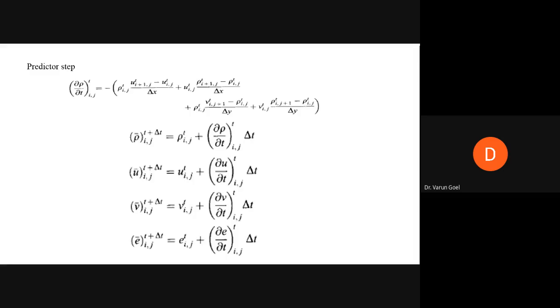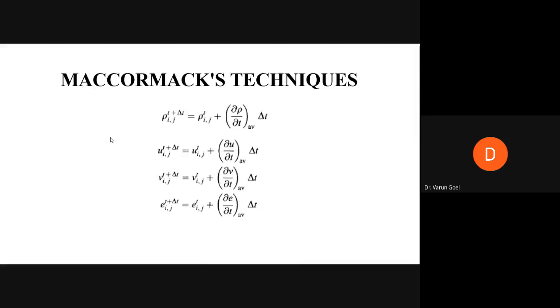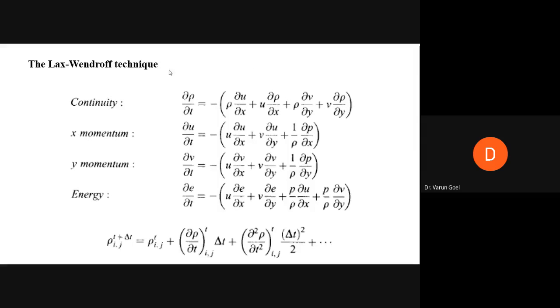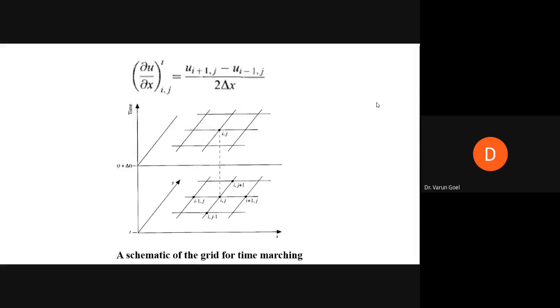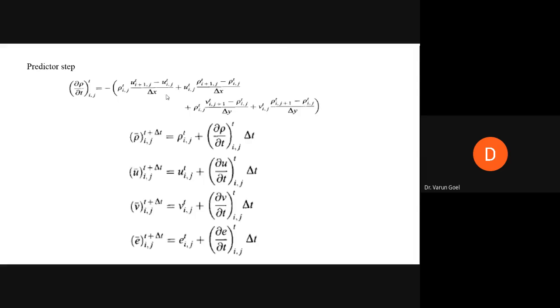Now we see the algebra involved in this particular method. So for the predictor step, del rho by del t at ijt, that is from the equation, you can see a simple equation, which is del rho by del t equals minus rho del u by del x. So we have rho ijt times ui plus 1 tj minus uijt over delta x, plus uijt times rho i plus 1. So here, what we are doing in a predictor step, we are considering a forward difference approach.